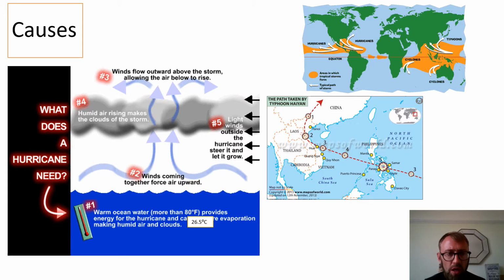Okay, so winds come across, force that air upwards, and as it goes upwards, it starts to spin. So you can see now, as that air rises, it starts to cool as well, and it creates that rainfall. Those clouds start to form, that condensation, which starts to form a storm.